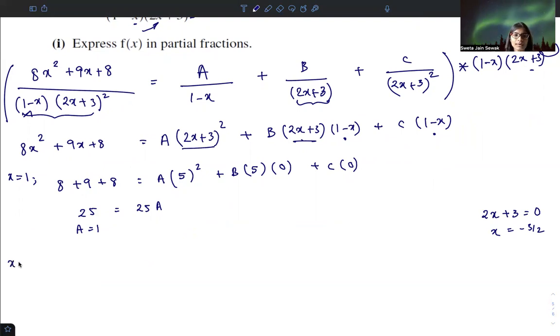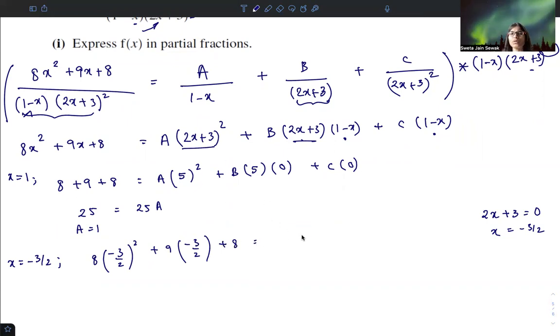So let's do that. x is equal to negative 3 over 2 will give us 8 multiplied with negative 3 over 2 squared plus 9 multiplied with negative 3 over 2 plus 8 is equal to, now we know that A and B will become 0, so we do not need to spend our time writing this whole thing. We can simply write this as C times 1 minus negative 3 over 2.